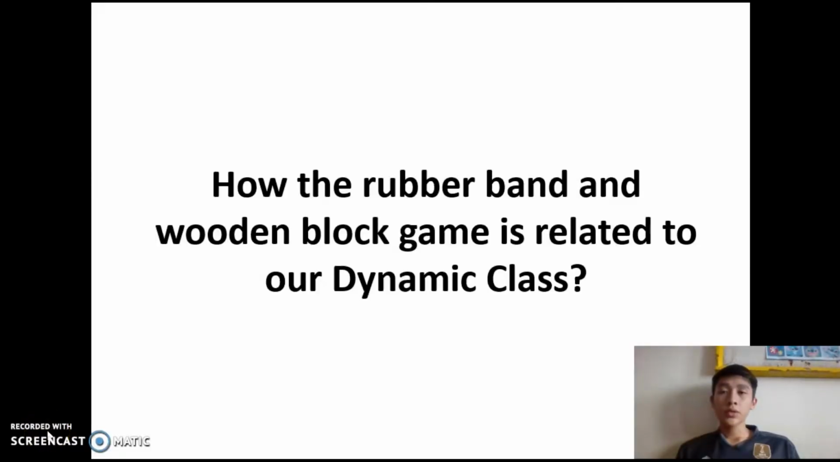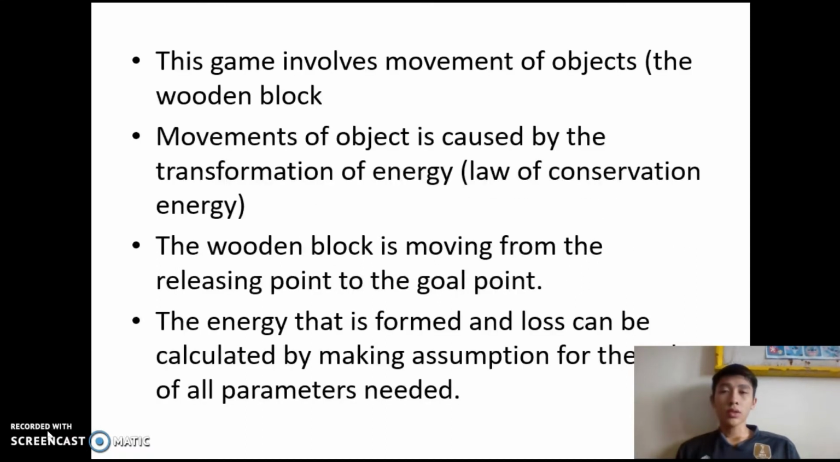Hi everyone, so today I'll be explaining how the rubber band and wooden block game is related to our dynamic class. Firstly, this game involves the movement of an object, which is the wooden block. The movement of the object is caused by the transformation of energy, which is related to the law of conservation of energy. What is the law of conservation of energy?